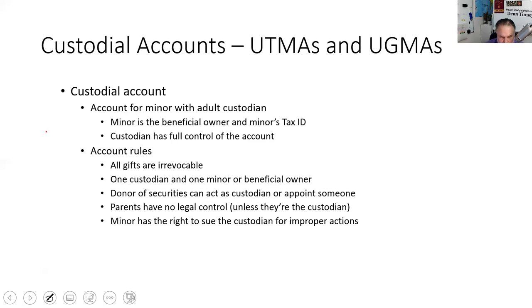But anyways, Uniform Transfer to Minors Act, Uniform Gift to Minors Act. This is an account for a minor with an adult custodian. Very testable, one-on-one. You can only have one minor and one custodian in this account. You can have multiple donors, but only one minor. So if I open this for my nephew, I'd be Dean Tenney as custodian for Brian Tenney, UTMA, Nevada.